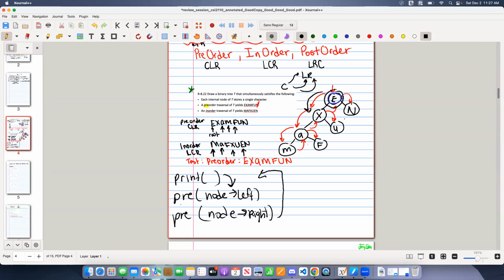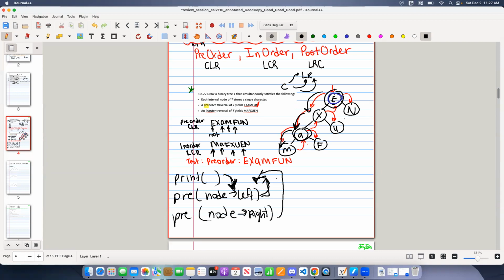After you print X, you're going to go back down here. You're going to call the function again, pre. Pre sends a node towards the left. Therefore, from X, we're going towards the left, which is A. After we do that call, the function restarts itself. It's a recursive call back towards the beginning. Therefore, we have print, so we print out A. And then it's going to call towards the left. We're going to go back towards the start of the function, and we're going to print out M.